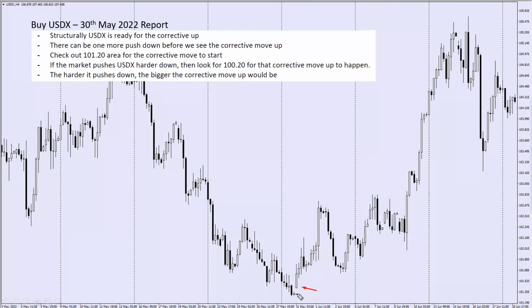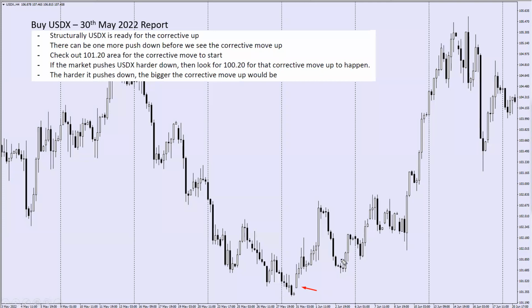So this is the closing price of this candle. Imagine it something like that. It's like so long. You can think of it like that also, no problem. So this is a morning star, and then it started moving. So this was the main report for the dollar index.